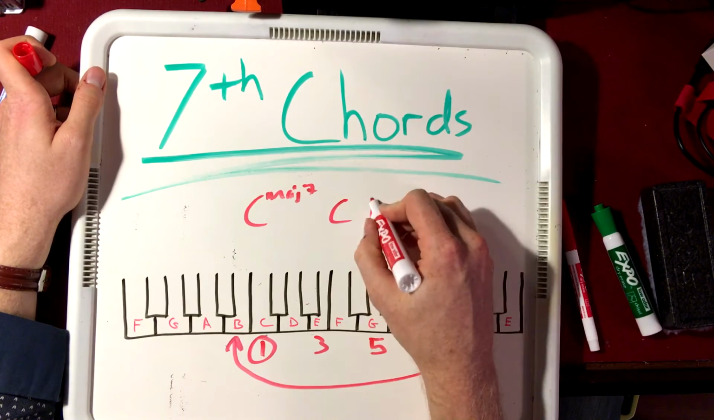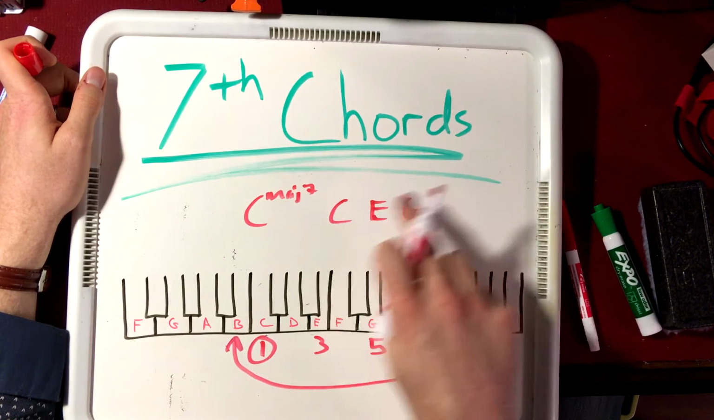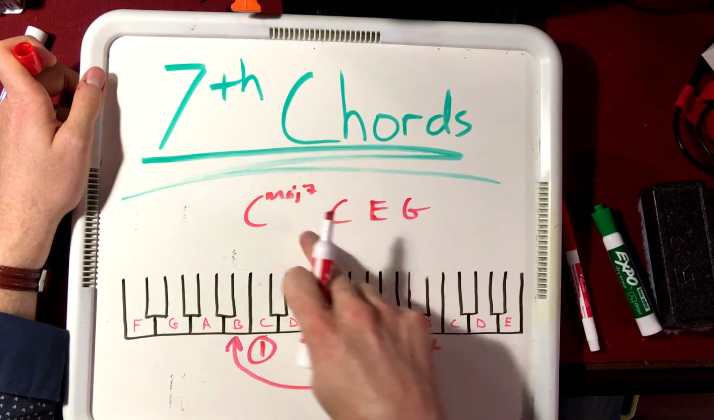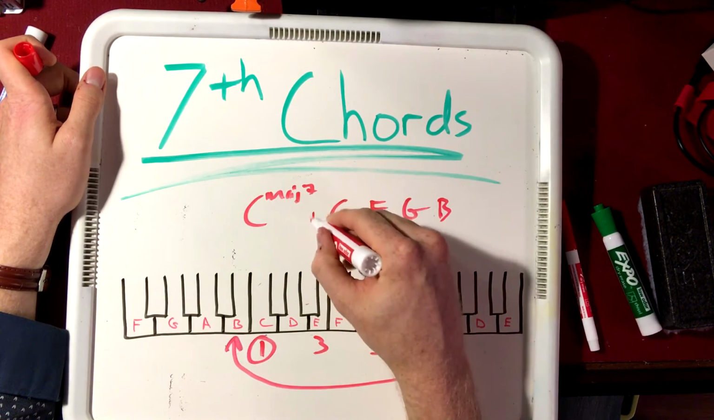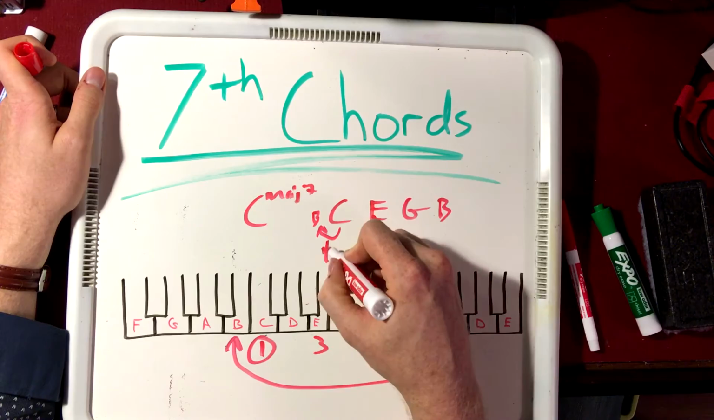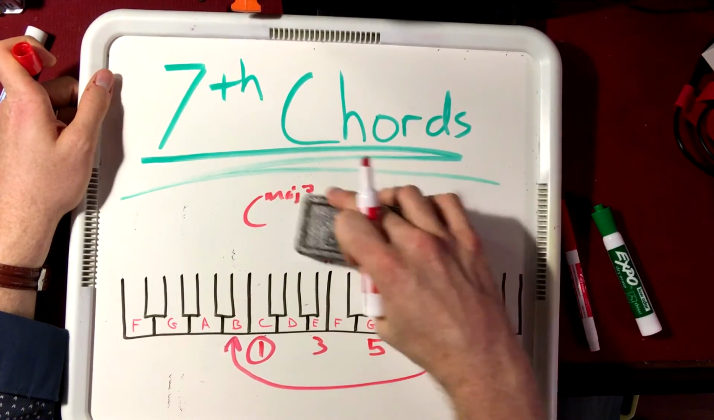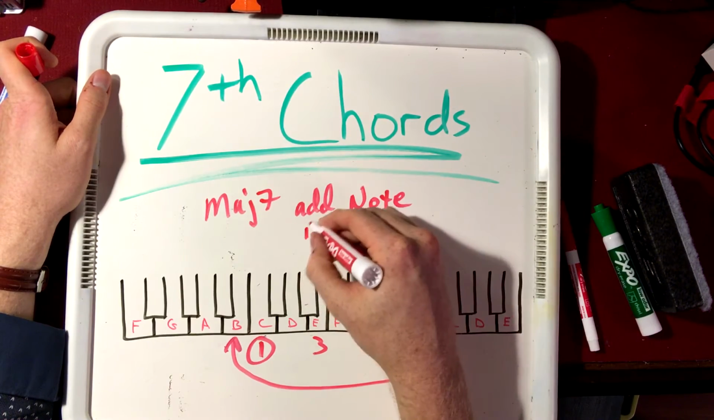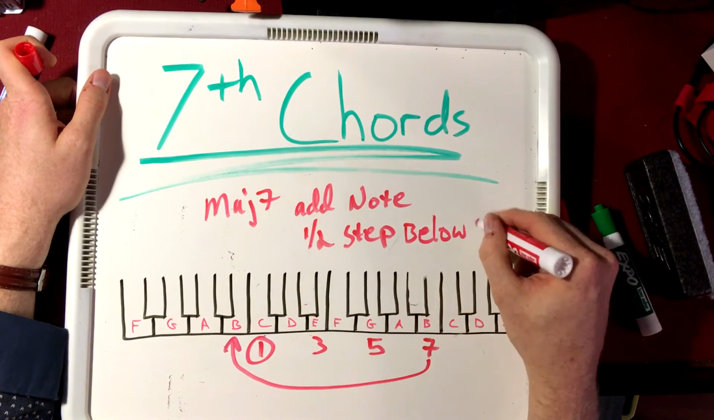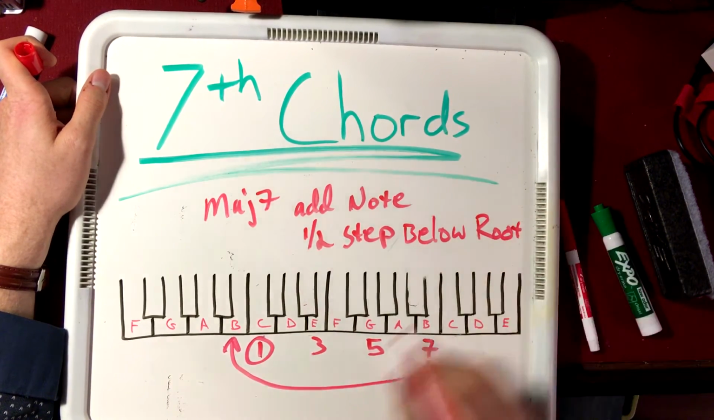This is spelled C, E, G, and instead of thinking of it as the next note here, I just think of it as this B right there. Half step below here is going to be a B. This is 1/2 step. So if you think of it this way, a major 7 adds a note a half step below the root. Okay, 7 chords are going to be similar.